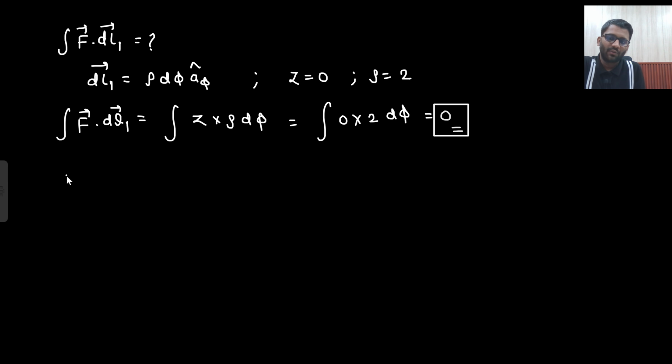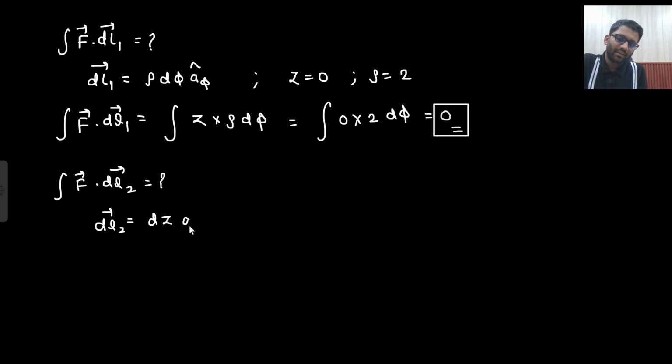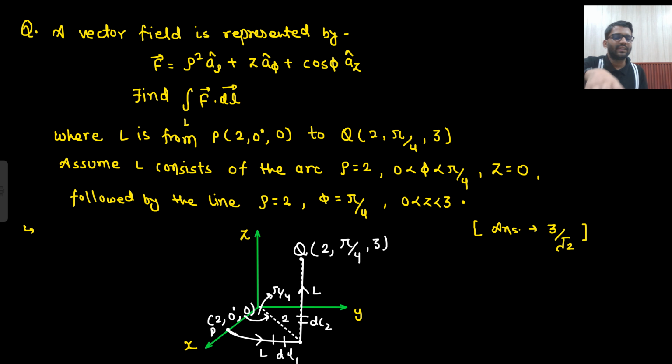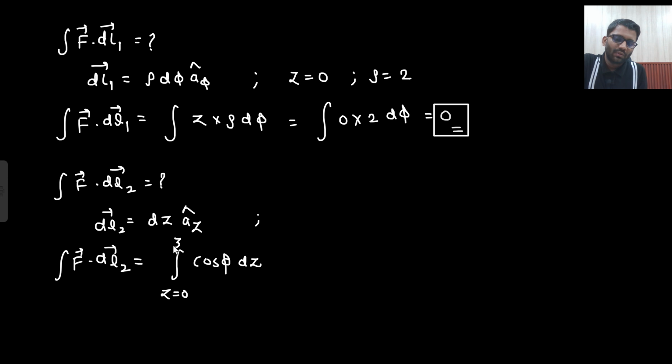So the answer is 0 for this curve. Now you need to find f dot dl2. Now in dl2 what is changing? Z is changing. So it would be dz az cap. Right? What all is fixed? What is fixed you do not need to write as of now. First write down f dot dl2. What would that be? Only with the az term it will be multiplied. So only with cos phi it will be multiplied. So cos phi dz. The limit of z is going from 0 to 3.